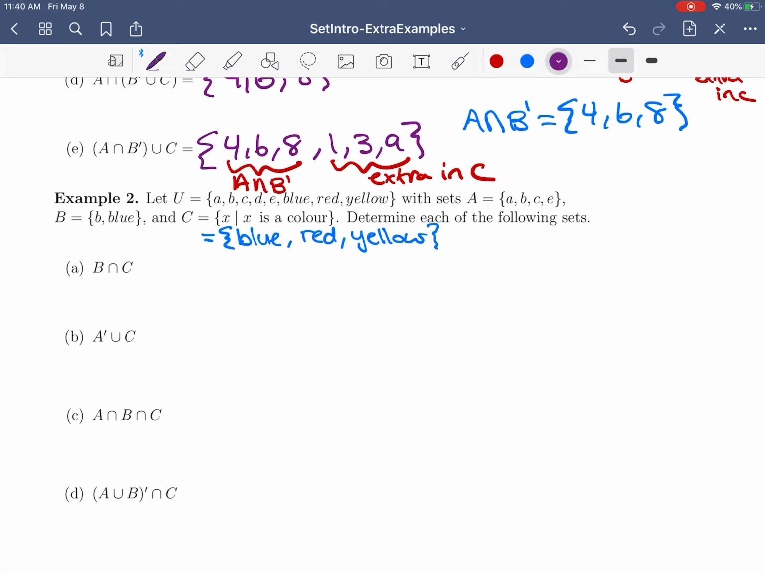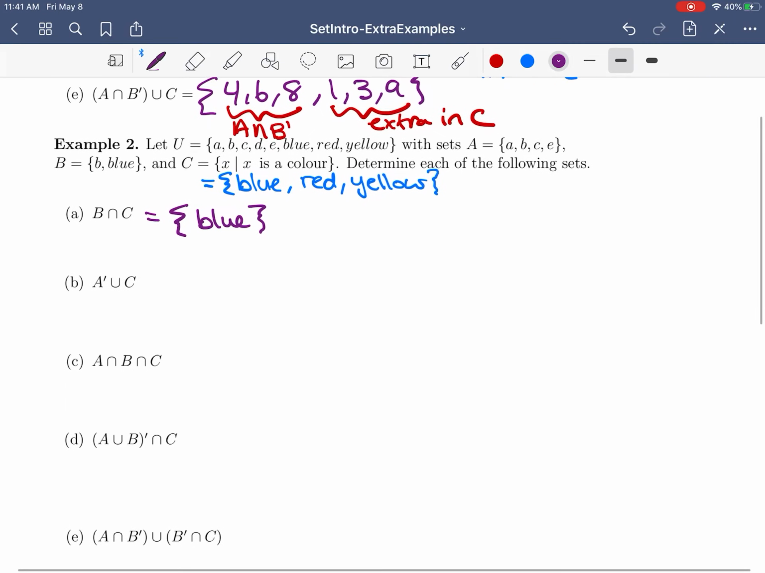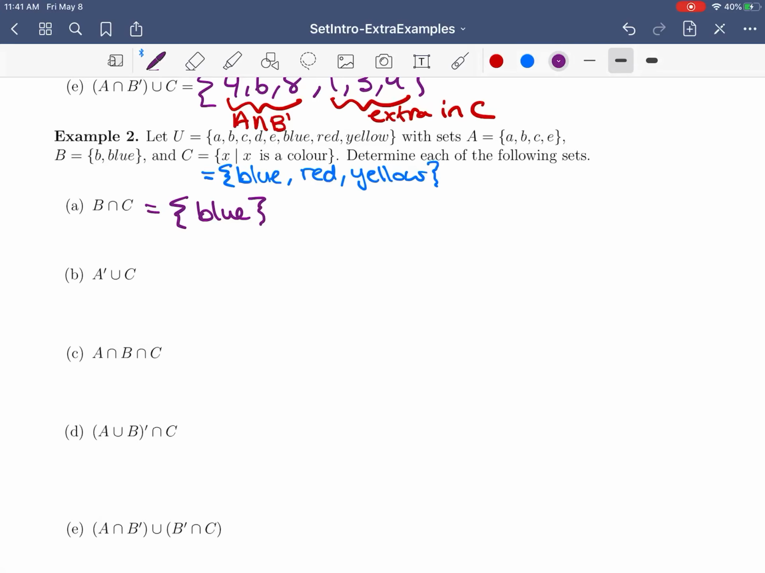Okay, so we want to start by computing B intersection C. So what do B and C have in common? Well, just the color blue. Okay, so that one wasn't so bad. Now the next one, I want A complement union C. So again, it's nice to write out all the sets you're working with. So the complement of A is going to be everything that's in U that's not in A, so D, and then all the colors.